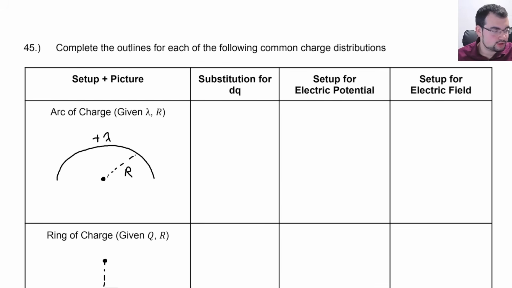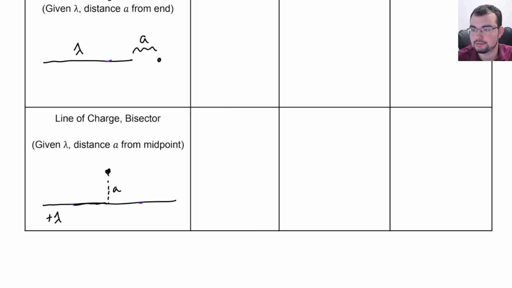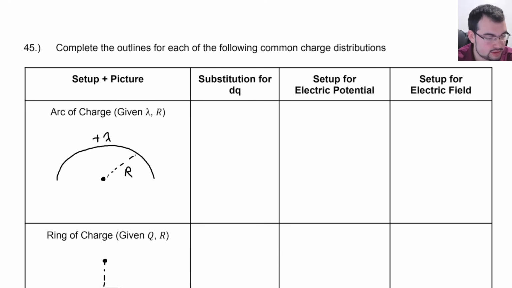Here are your charge distributions to know for E&M. So we have arc, ring, collinear line, bisector of line. For the arc, this is a linear charge density. So we say dq is just lambda times d length. But this is an arc, so we have to replace d length with r d theta.